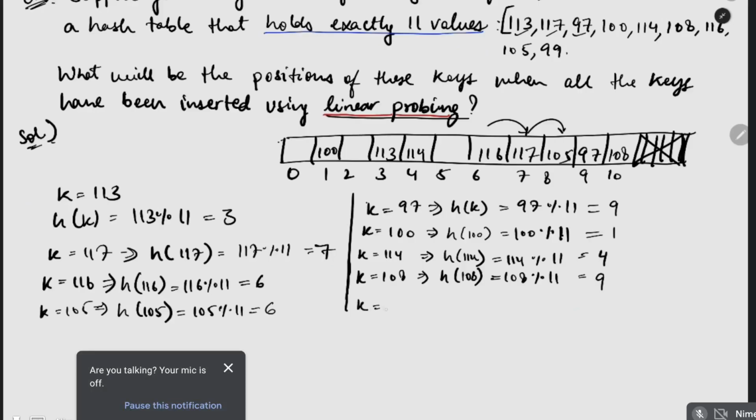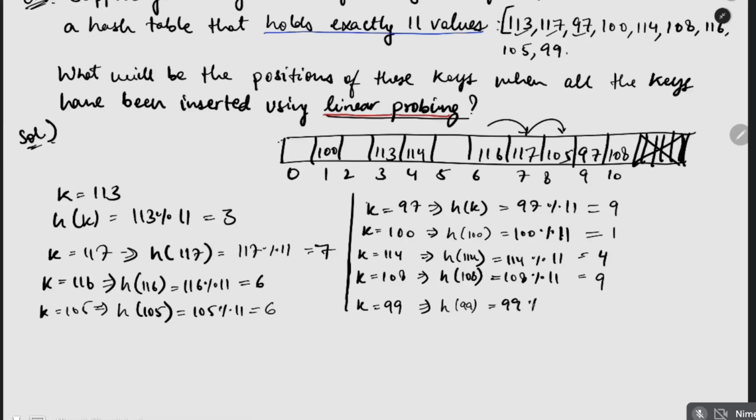And then for the last one, 99, hash of 99 is 99 mod 11, that is 0, right? Because it's perfectly divisible. So 99 goes at index 0, right? So all the numbers have been placed in the hash table.